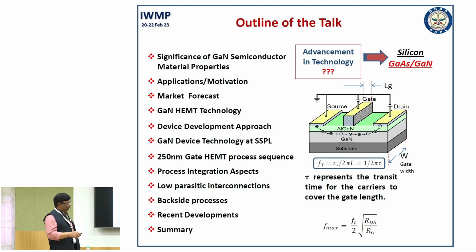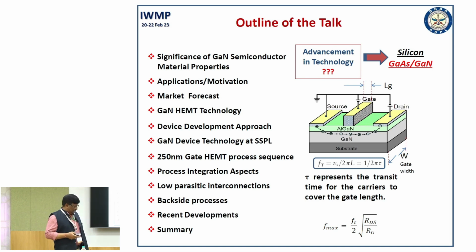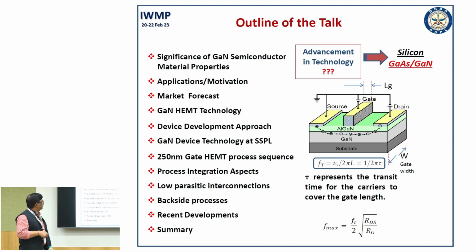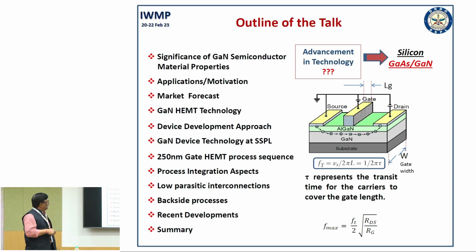Then for the benefit of the students, I'll just briefly give 2 figures of merit for a high electron mobility transistor. It is a 3 terminal device. Source and drain are ohmic contacts, and gate is a Schottky contact. A negative voltage at the gate induces a reverse bias and controls the flow of current between source and drain.